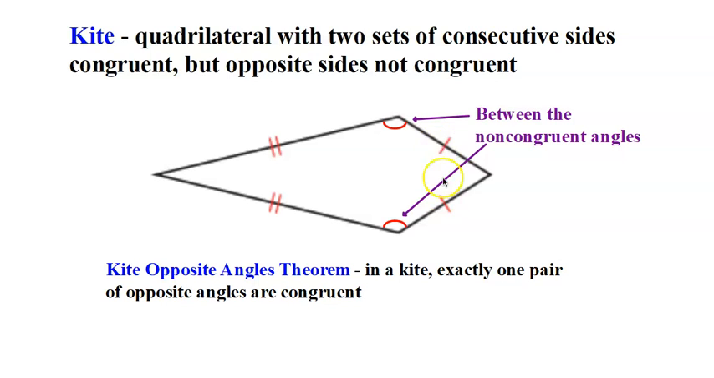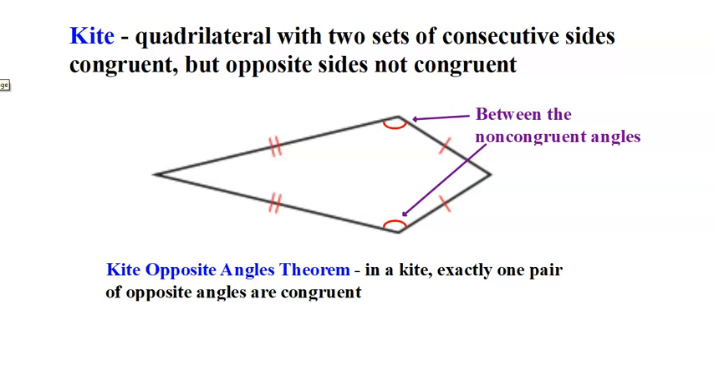So we have congruent sides here. This angle, not going to be congruent to the opposite angle. Here we have non-congruent sides, and so the angles between those non-congruent sides will be congruent to each other every time. All right. Only one set of opposite angles congruent, never both sets.